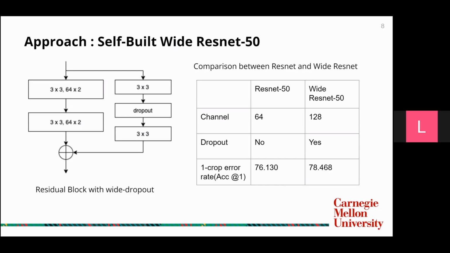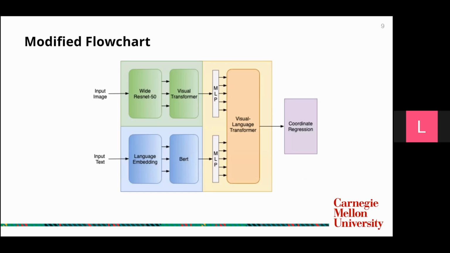However, because the increased number of channels results in an increased number of parameters, the model may overfit. Therefore, a dropout layer is applied before the residual connection. Another reason that we chose Wide ResNet 50 is that on the ImageNet dataset, the one-crop top-1 validation accuracy is 76.468%, which is higher than the result from ResNet 50. The table on the right shows the difference between ResNet 50 and Wide ResNet 50. Therefore, we consider that the use of Wide ResNet is probably a good substitution for ResNet. And this is the modified flowchart where the original ResNet is replaced with a Wide ResNet 50.